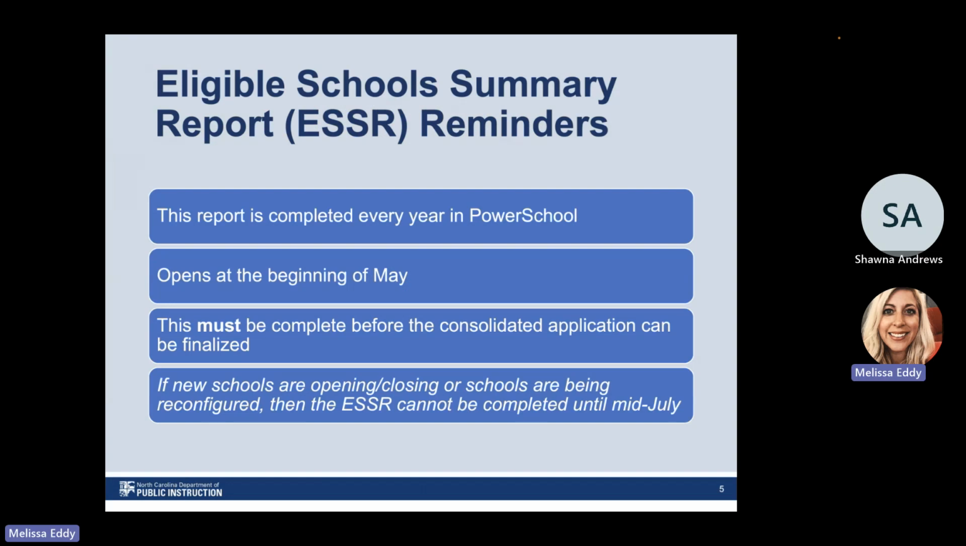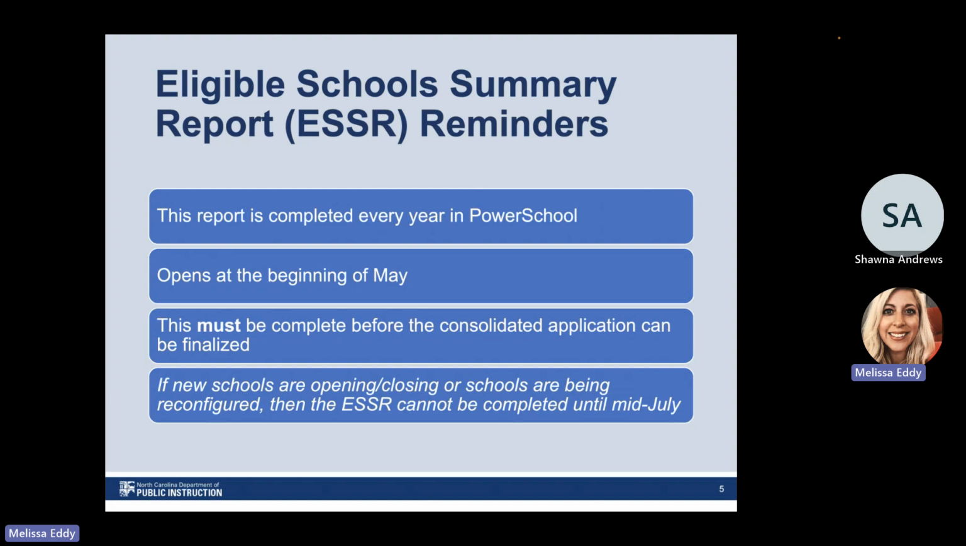Eligible Schools Summary Report reminders. This report is completed every year in PowerSchool. It opens at the beginning of May. This must be complete before the consolidated application can be finalized. If new schools are opening, closing, or schools are being reconfigured, then the ESSR data cannot be completed until mid-July.